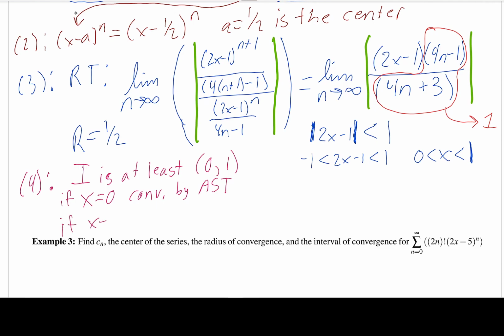Now, if x is equal to 1, then the series will diverge by the comparison theorem. So that tells me that I is equal to, well, let's see, it converges at 0, so I'll include 0. But it doesn't converge at 1, so I won't include 1.